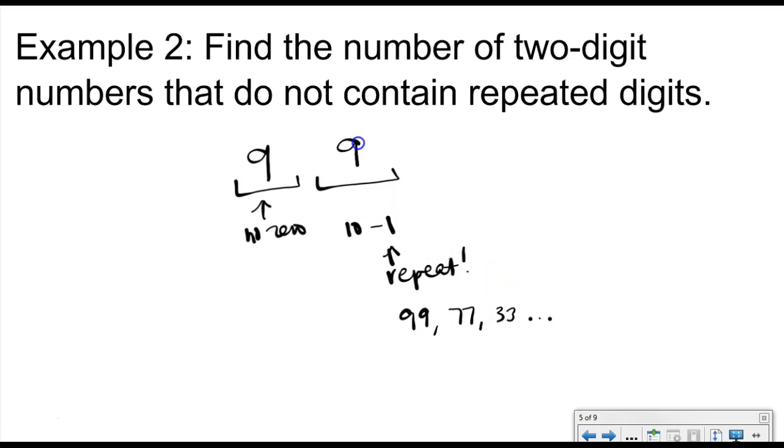So 9 times 9, there are 81 2-digit numbers that do not repeat.